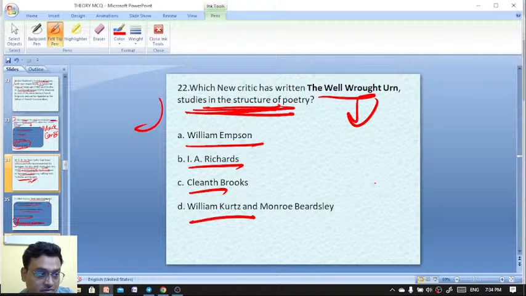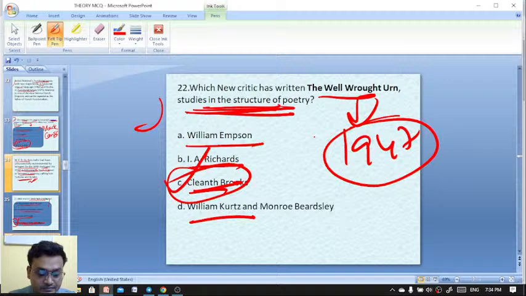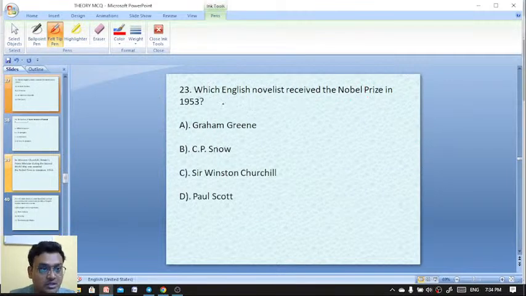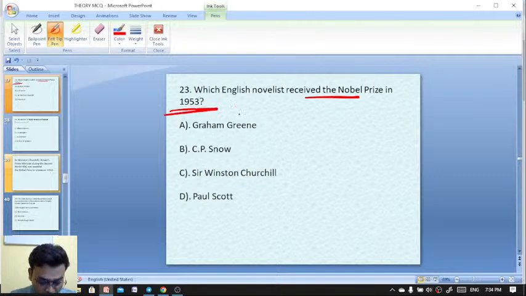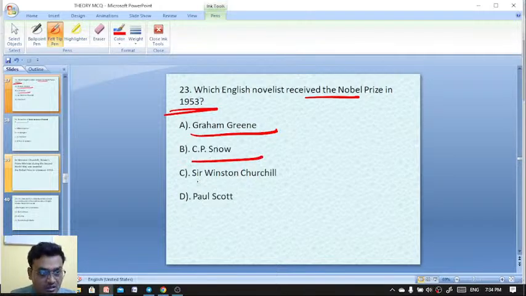Poetic ambivalence. Ambiguity. Ambiguous. Not clear. Chalo, Cleanth Brooks, well done, 1947 published, title canonization. Which English novelist received the Nobel Prize in 1953? He was also a statesman. Graham Greene, C.P. Snow, then you have Sir Winston Churchill, Paul Scott.